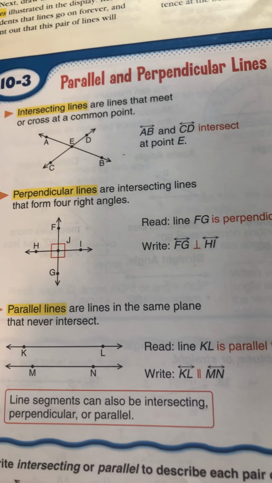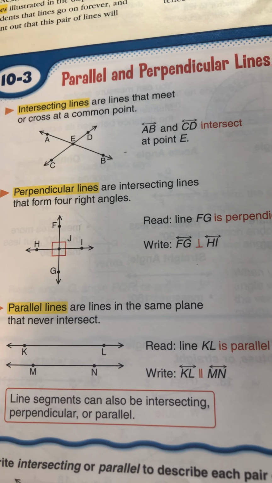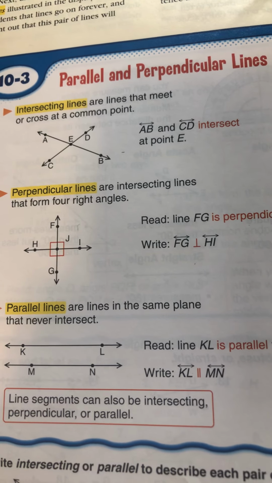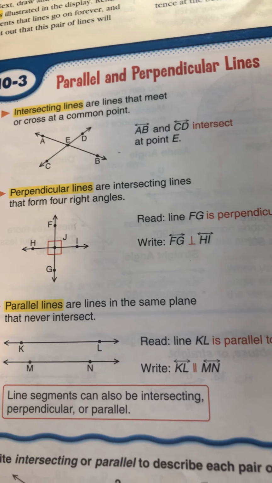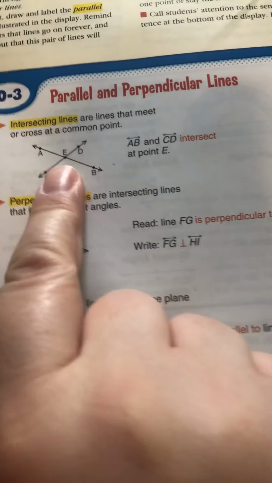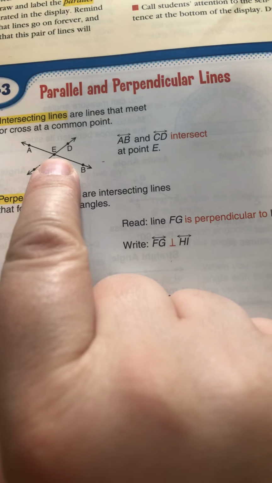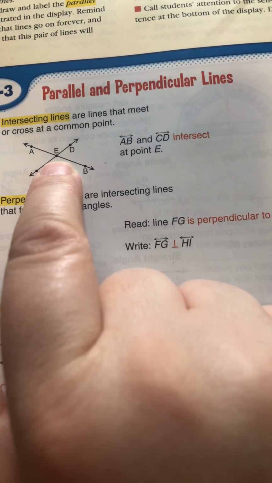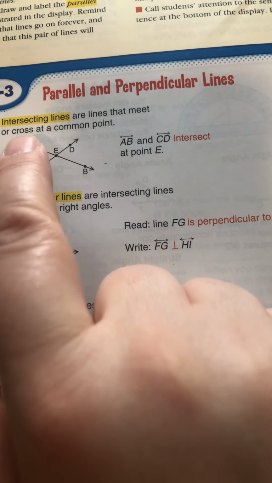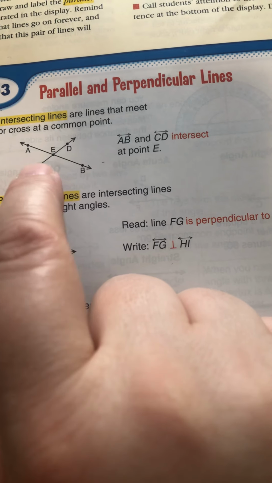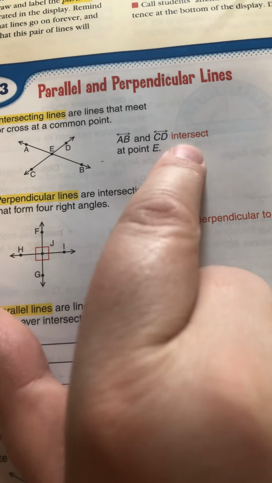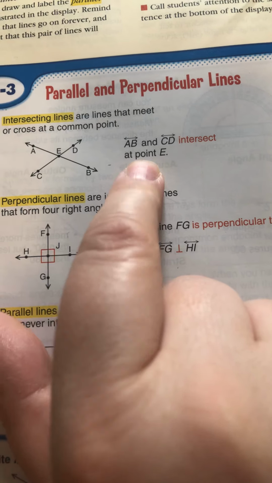So we have intersecting lines, which are basically any lines that meet or cross at a point. You can see in this first one, point E is the point where these lines intersect. So line AB intersects line CD, which is what it says right here.